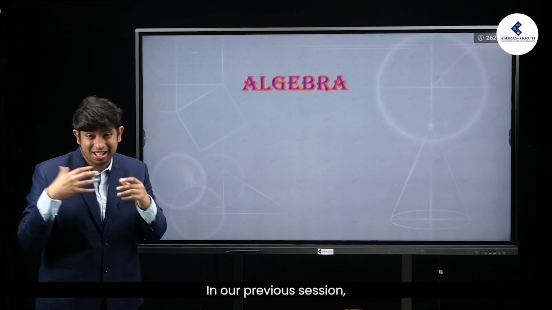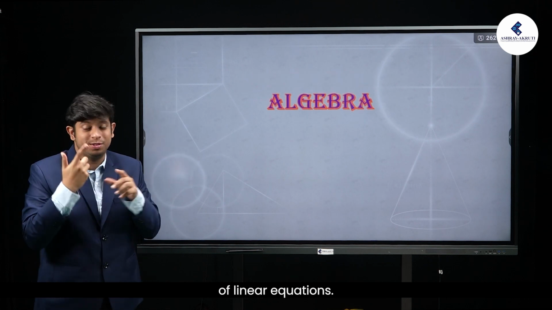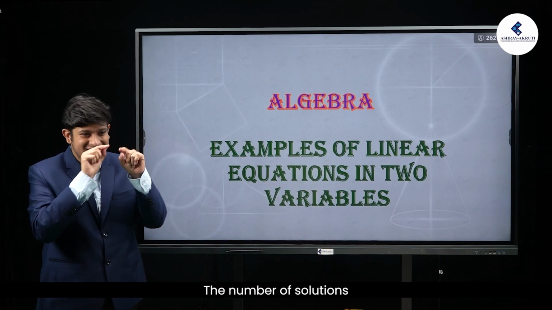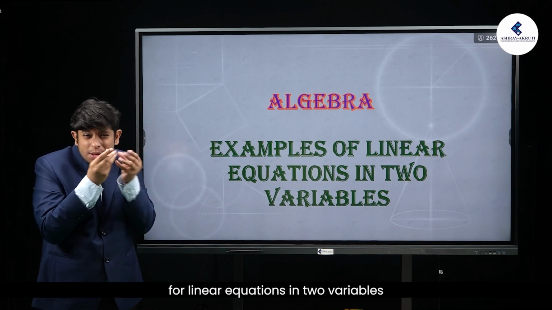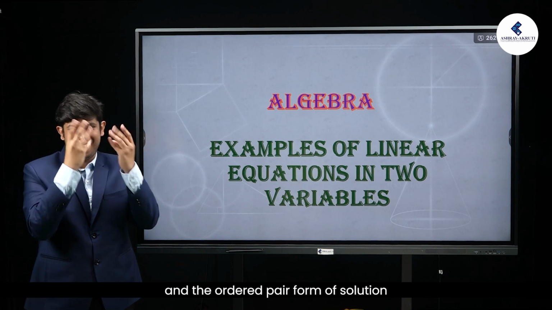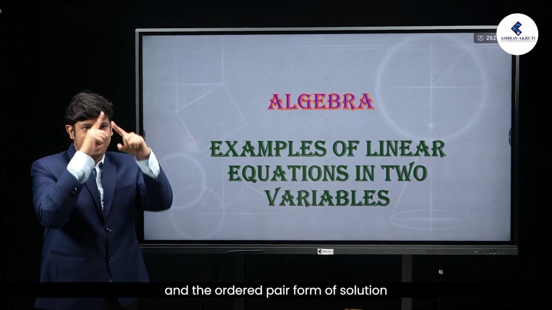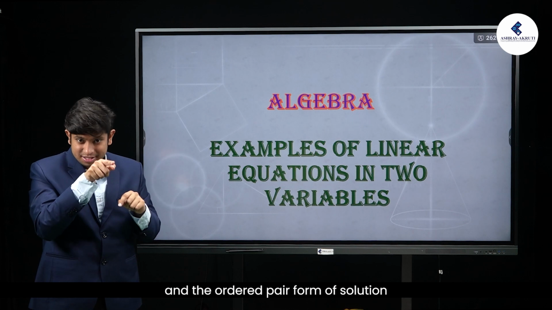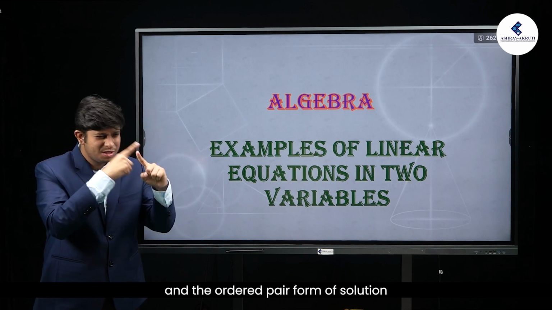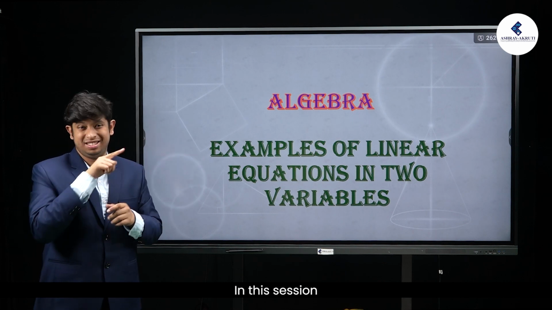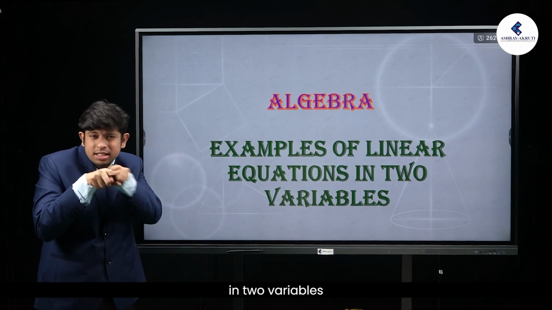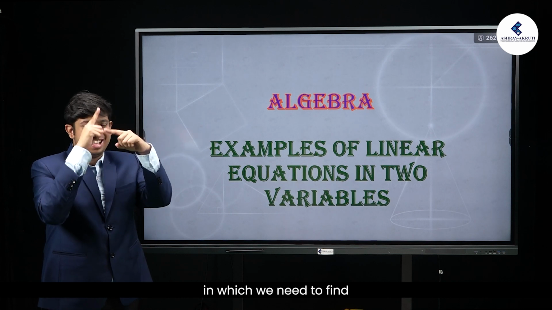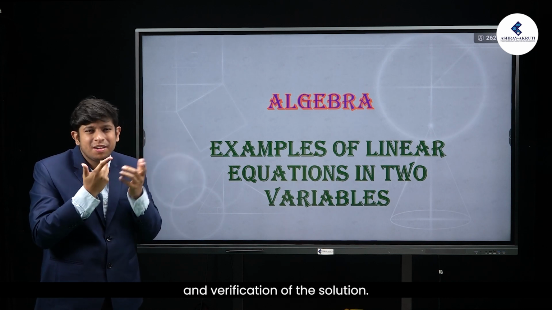In our previous session, we have learnt about the solutions of linear equations, the number of solutions that can be determined for linear equations in two variables, and the ordered pair of solutions. In this session, we will learn some more different examples of linear equations in two variables in which we need to find the constant value and verification of the solution.